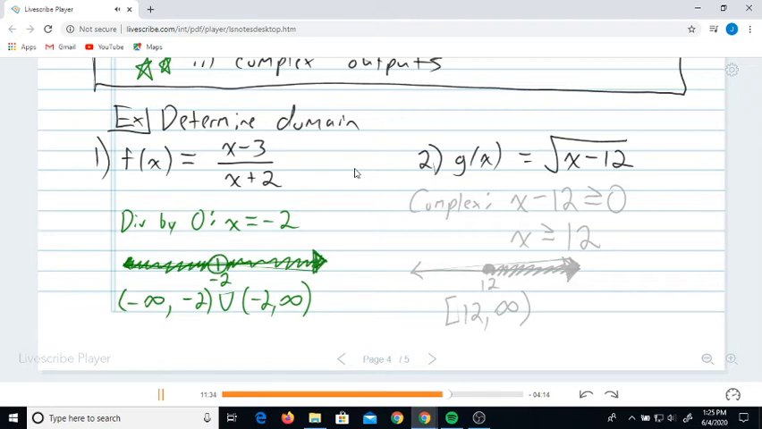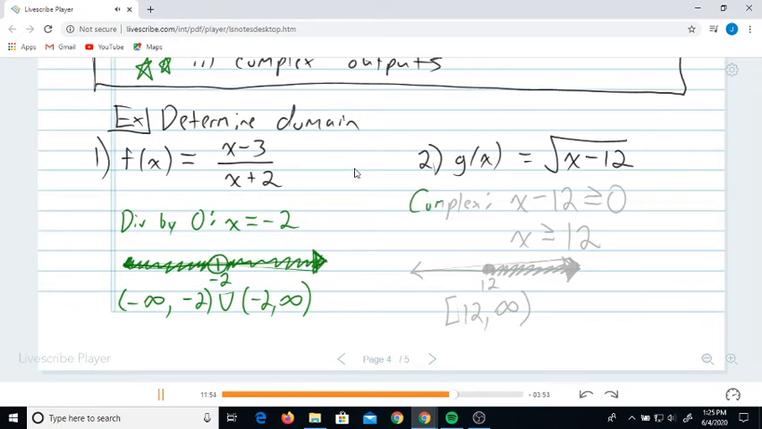Now some students will say, hey, well, what about 3? Can I input 3? Yeah, if you plug in 3, you get 0 divided by 5, which is, well, 0, and 0 is a real number. So we don't really care about zeros in the numerator. It's zeros in the denominator that are problematic.